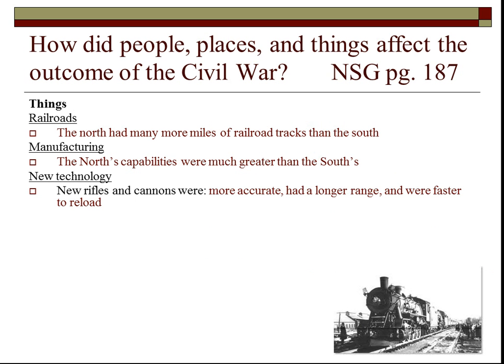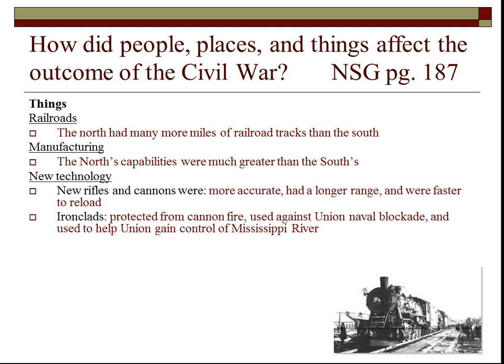Also, there are a couple of new technologies: new rifles and cannons, more accurate, longer range, and faster to reload, and so that meant there was more death and destruction because of that. And then ironclads also protected from cannon fire. They were used against the Union naval blockade, but they also helped the Union gain control of the Mississippi.